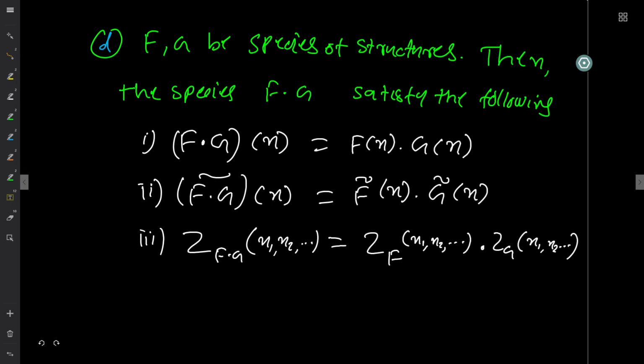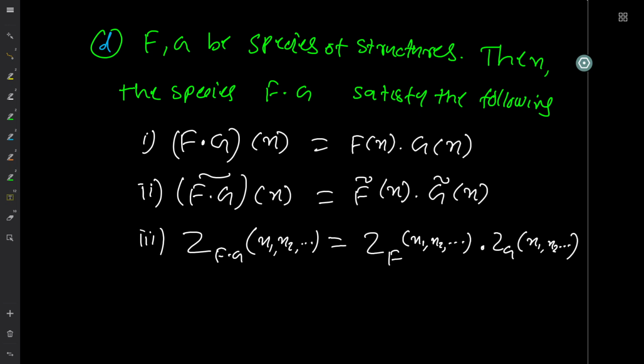And the fourth part is to show the following, that suppose F and G are species of structures, then the species F · G satisfies the following: the exponential generating function of F · G of X is the product of the exponential generating functions of F and G, that is F of X times G of X. Similarly, for the ordinary generating function for the isomorphism type structures, (F · G) tilde of X is equal to F tilde of X times G tilde of X.